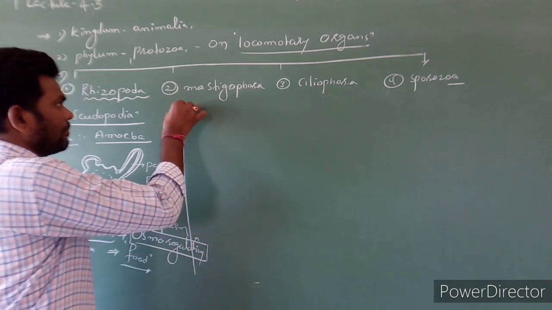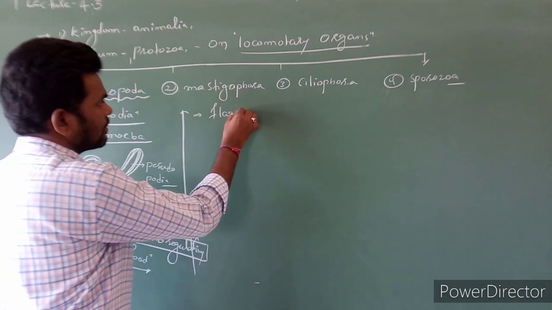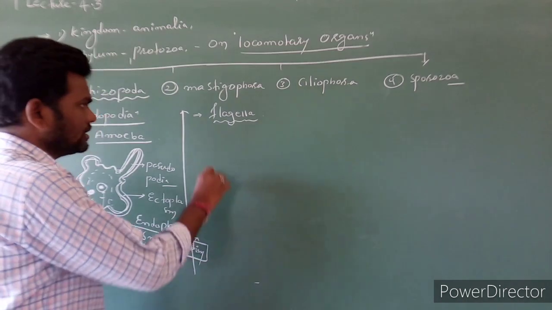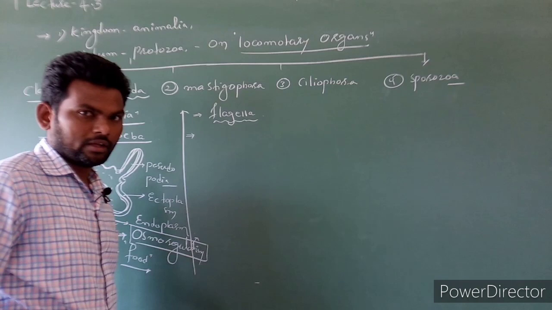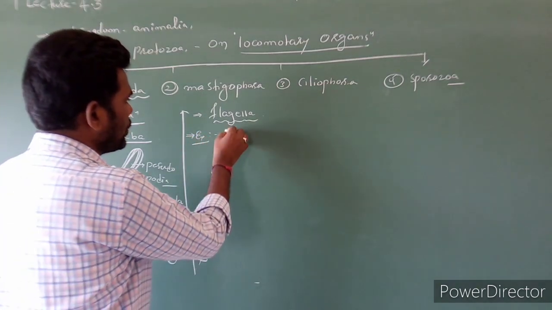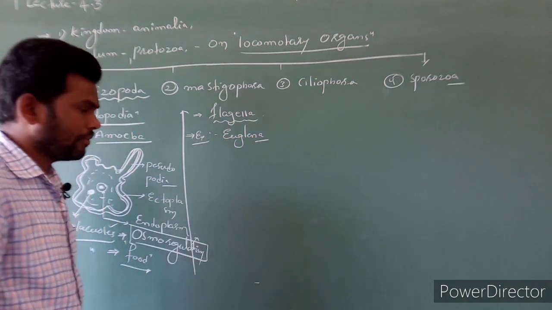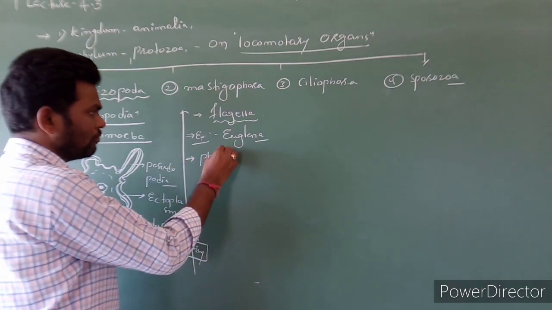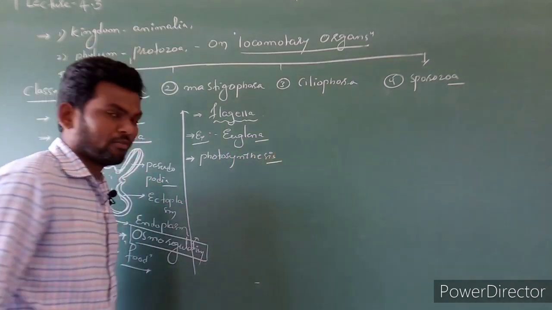Next, Mastigophora. In Mastigophora, the locomotory organ is flagella. Here generally one or two flagella are present, so due to that it can easily swim or is motile. Example is Euglena. You know that Euglena, in the presence of light, can perform photosynthesis.